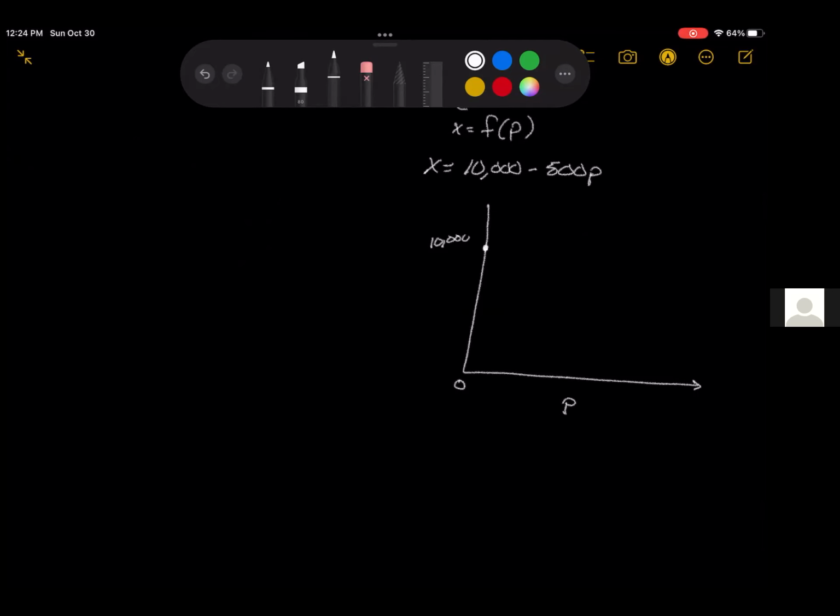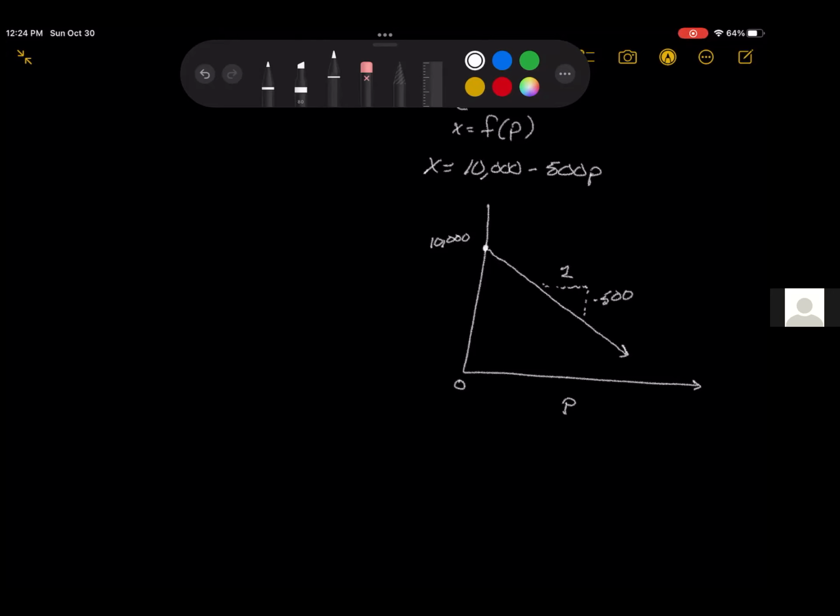Right? This is really just a straight line with a slope. For every $1 change in my price, I drop down 500 people or 500 units.